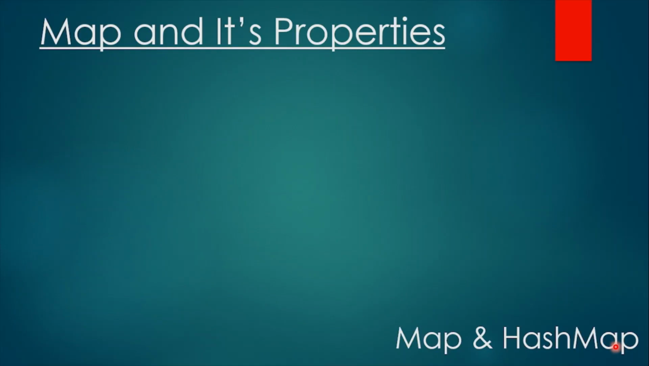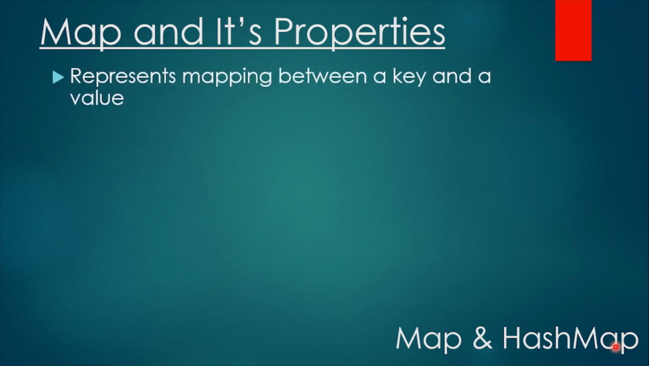Let's see what is Map and its properties. The Map interface is present in the java.util package. It represents mapping between a key and a value. Maps are perfect to use for key-value association, such as dictionaries. Used to perform lookups by keys or when someone wants to retrieve or update the elements based on keys.